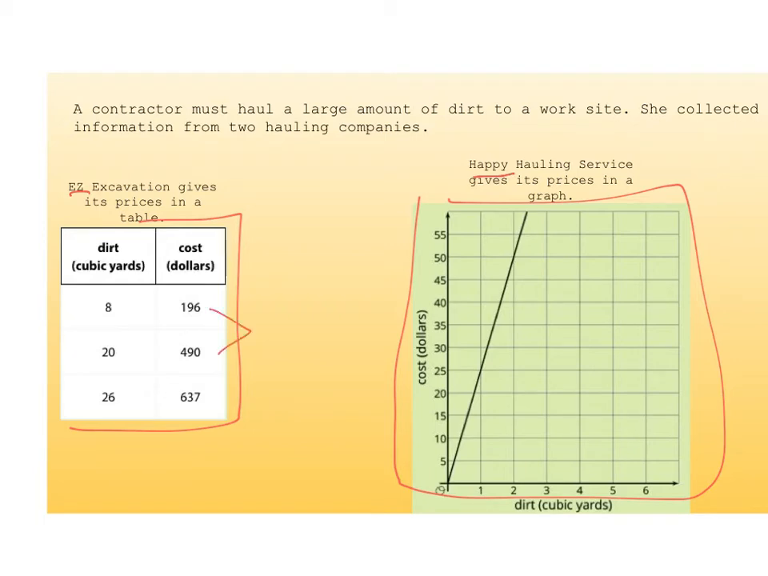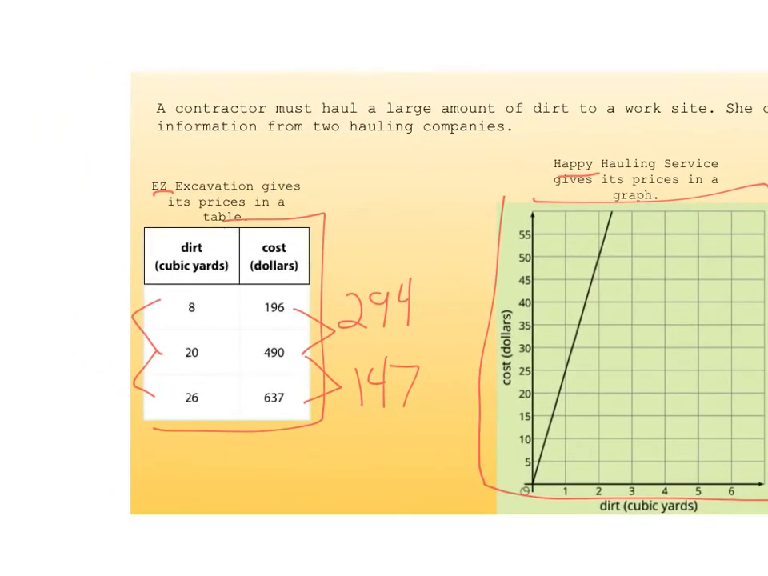Remember, you find the change there. So 196, the difference between 196 and 40. I'll do this one here, 294. And from 490 to 637, that's 637 minus 490, I get 147. Okay. Now let's see here. 8 to 20, well, that's 12.